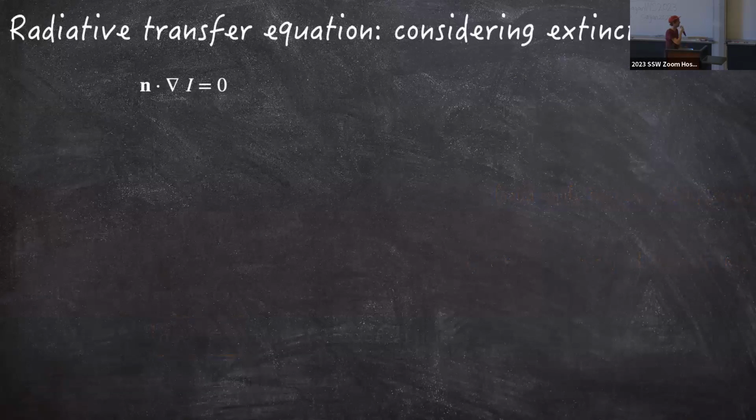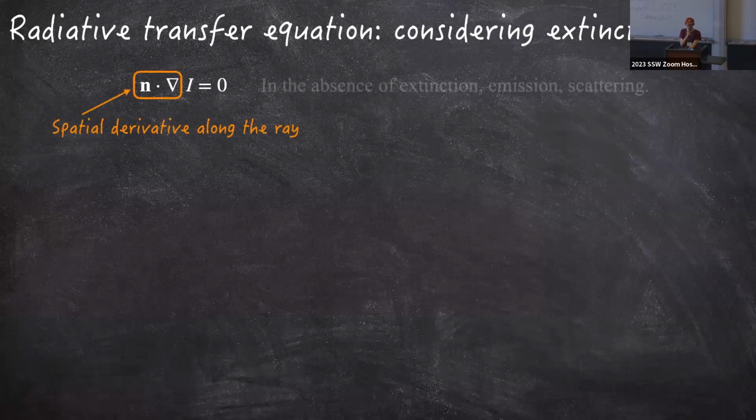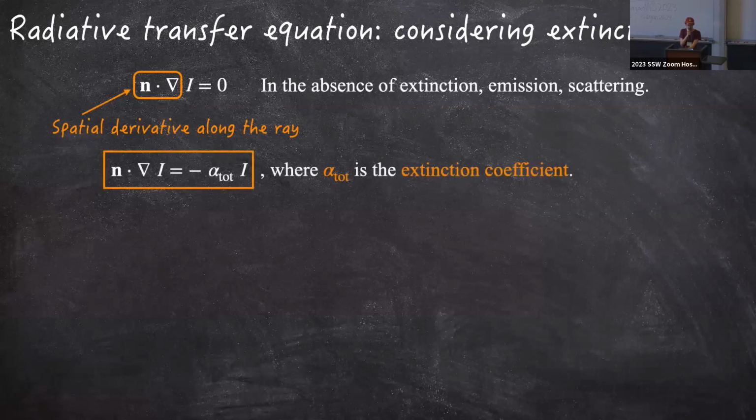Now let's make it a bit more complicated. This is the same form that we just had, expressed somewhat differently: n times nabla I is just the intensity derivative in the direction that the ray is traveling. So let's add extinction. Here it goes: n times nabla I equals minus alpha_tot times I, where alpha_tot is the so-called extinction coefficient. This is just an exponential decay, so that's easy to understand.